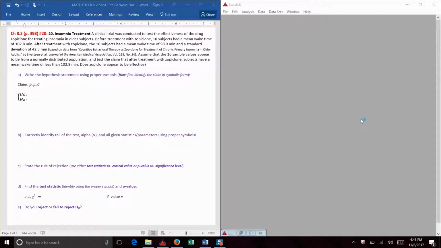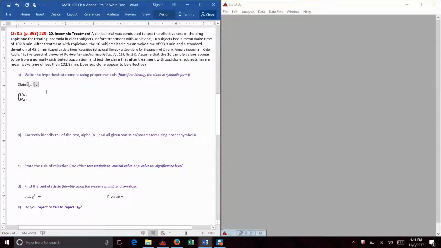Assume that the 16 values appear to be from a normally distributed population and test the claim that after treatment with zopiclone, subjects have a mean wake time of less than 102.8 minutes. And then when we're all done with this, we're going to answer whether or not zopiclone appears to be effective. So first, the claim involves the mean. So we can get rid of the proportion, we can get rid of the standard deviation, and they say that it is less than 102.8 minutes.